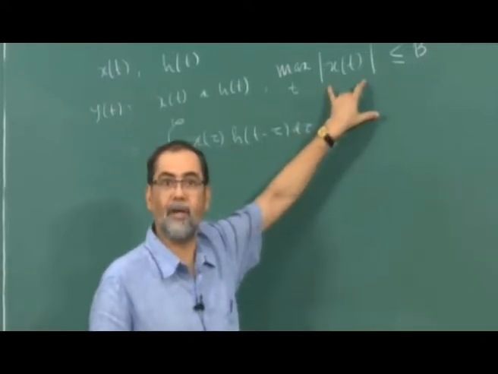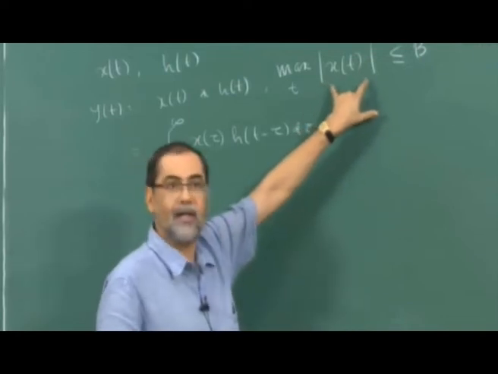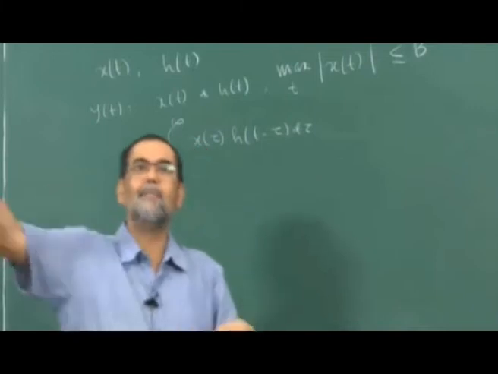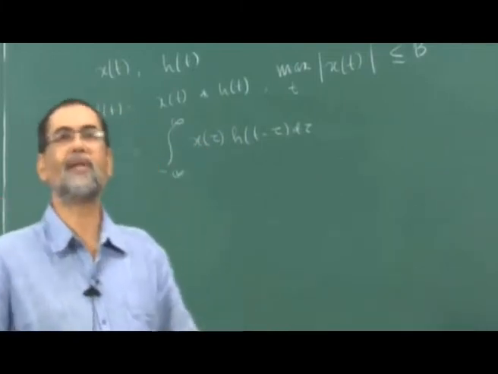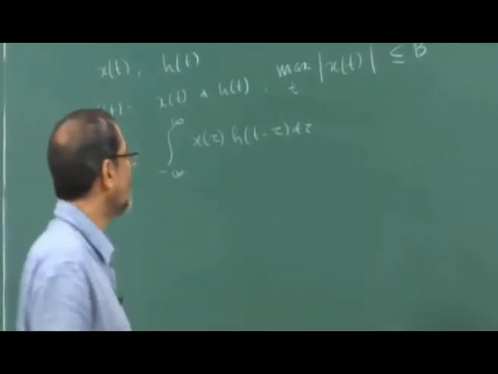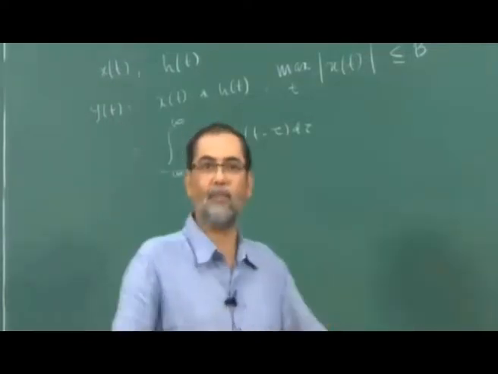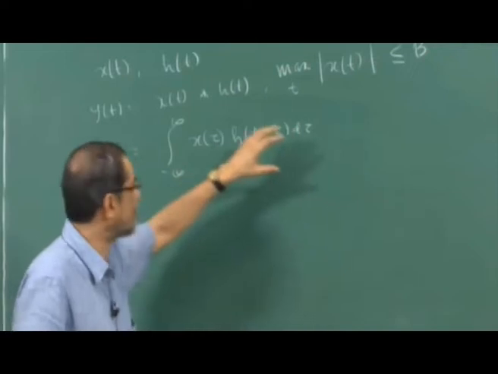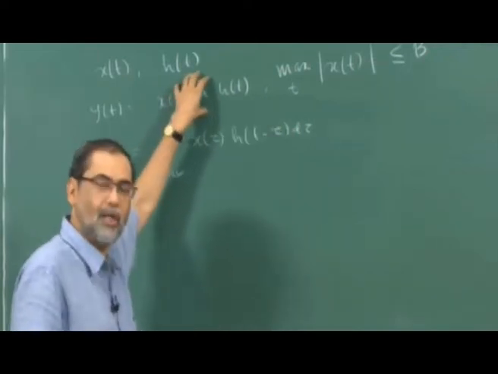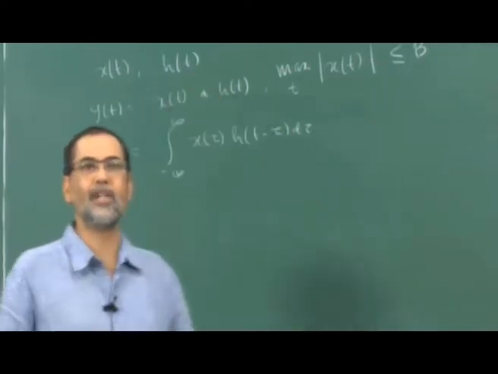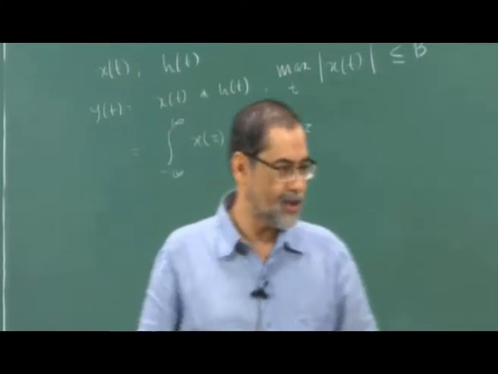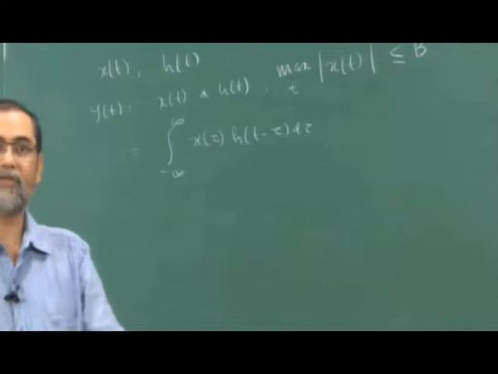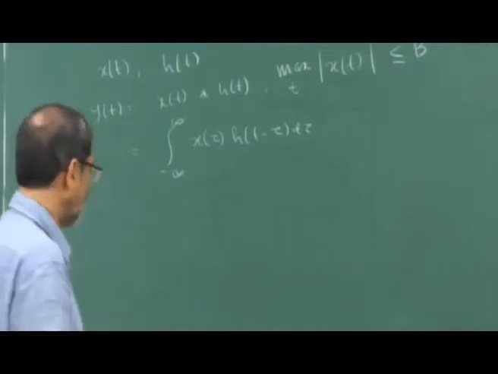X can be positive or negative, so its absolute value is always positive for all times. I look at the maximum of that signal for all times. That maximum should be less than some value b. So given an LTI system, given that convolution holds good, what is the condition on h of t? Given h of t, I can say it is stable or not.